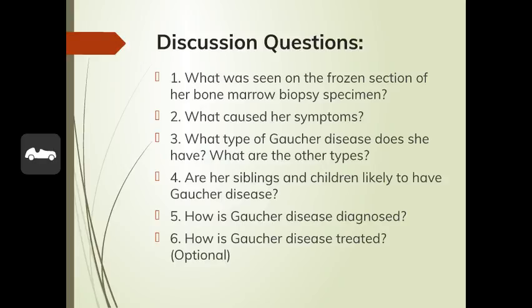Are her siblings and children likely to have Gaucher disease? Gaucher disease is an autosomal recessive condition in which mutated genes need to be inherited from both parents in order to inherit the condition. Because this patient has the disease, she must have inherited the mutation from both parents, making it possible that her siblings could have the condition or be carriers of the disease. In order for the patient's children to have the disease, they would also need to inherit the condition from both parents. In order to know if they could have the condition or be carriers, the father's information would need to be present.